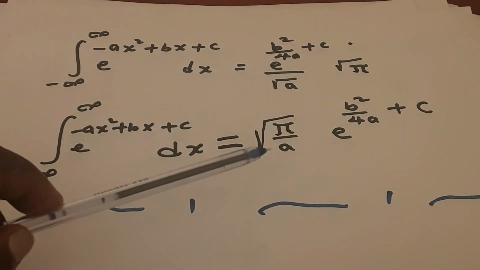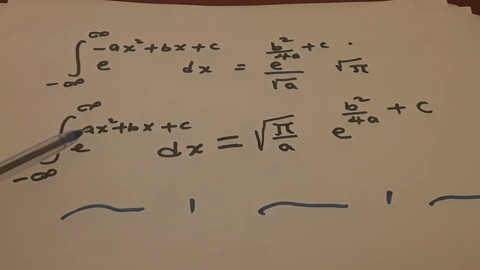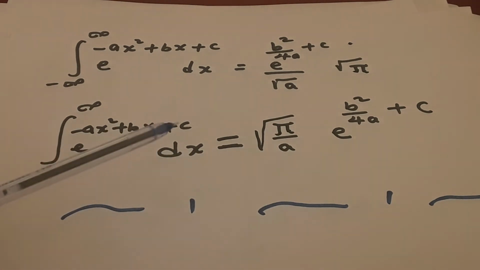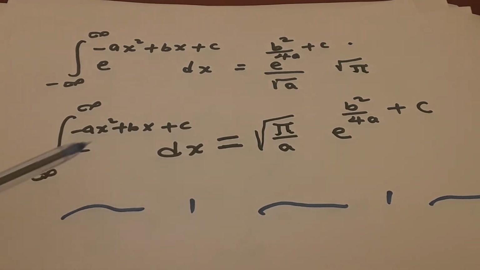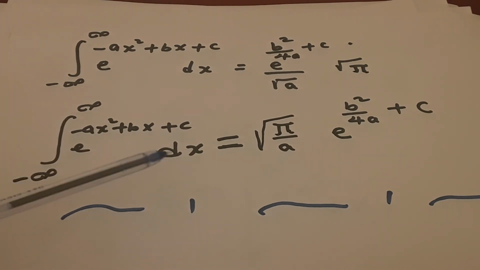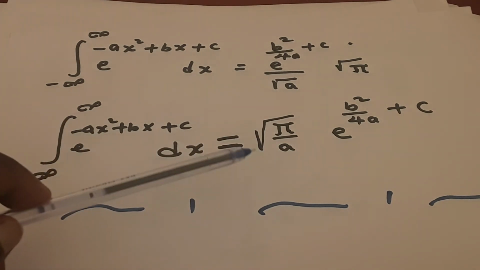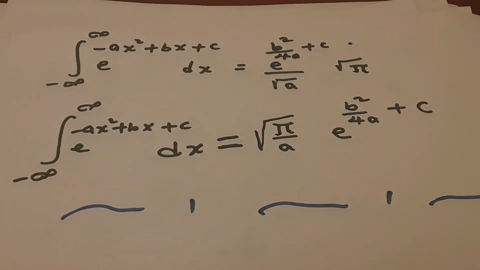Let's say a is 1, b is 0, c is 0. From minus infinity to infinity, e raised minus x squared dx means square root of pi over 1. That is square root of pi, as we expected from the Gaussian integral. So it's just a general formula.